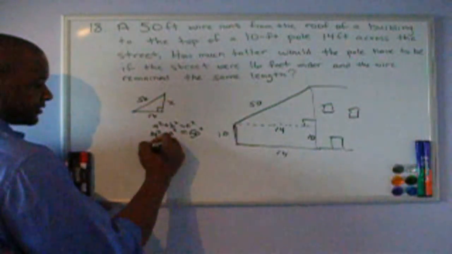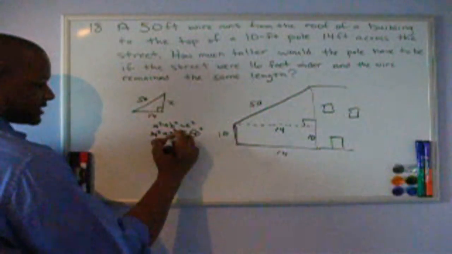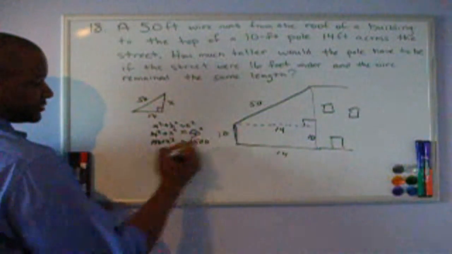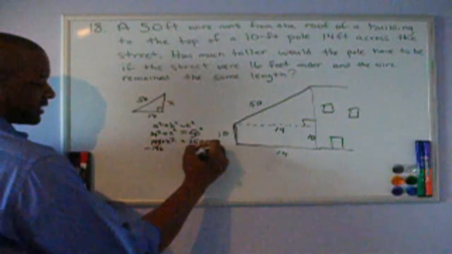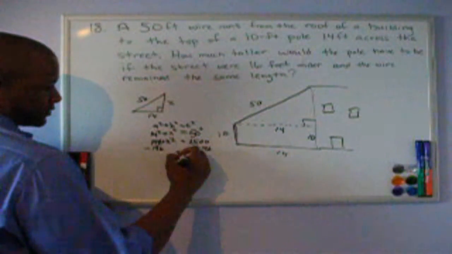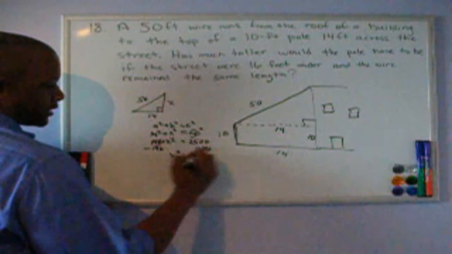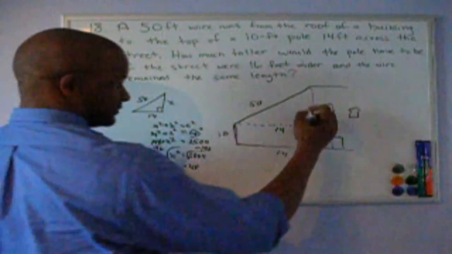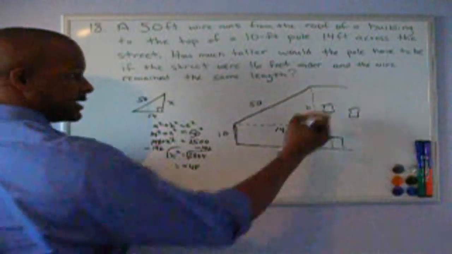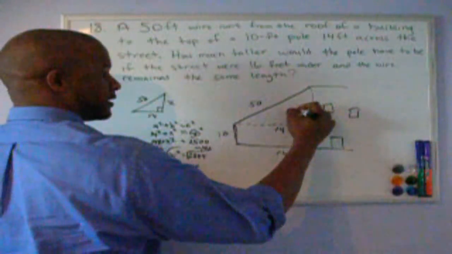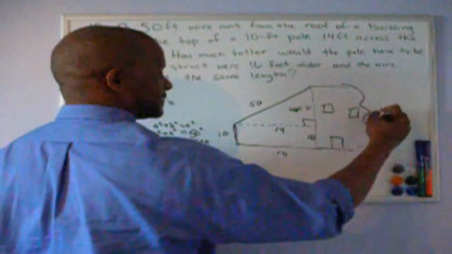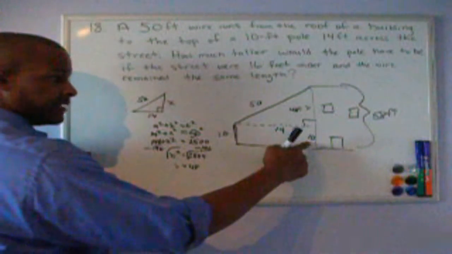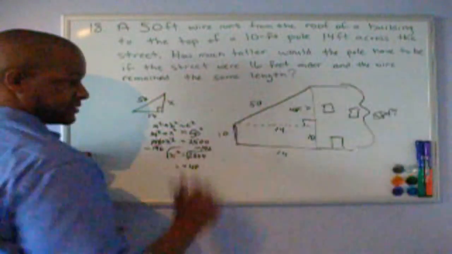14 squared is 196. I can't change x squared, so I'm going to leave it. 50 squared, just like saying 5 squared would be 25, but with 2 zeros. Subtract the 196 to move it to the other side. I get x squared equals 2304. Do the radical, square root to get rid of the square, I get x equals 48. Which means that this x right here, this portion of the building, is 48 feet. Now I know this entire building is 58 feet tall because I have the 48 feet from the triangle and the 10 feet from the rectangle, giving me the entire length of this building.